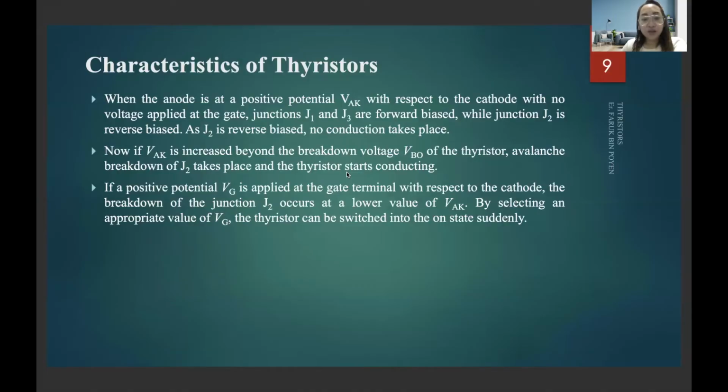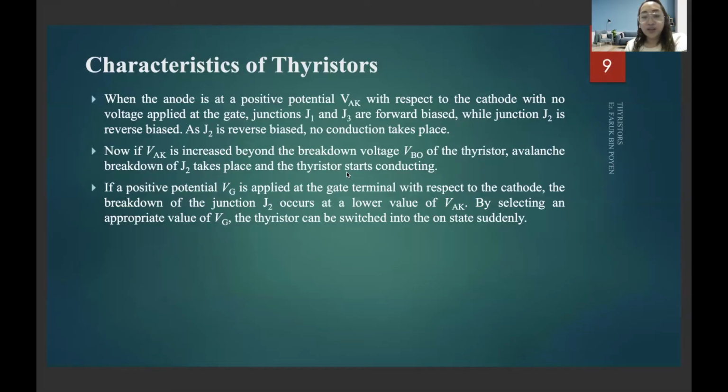As you can remember from the Shockley diode, the operations of all the thyristors are the same. We have to break down J2, the junction 2, for it to operate. Here in the thyristor, if J2 breaks down, the thyristor starts to conduct. If a positive potential VG, or the gate voltage, is applied at the gate terminal with respect to the cathode, the breakdown of junction 2 occurs at a lower value of VAK. By selecting an appropriate VG, the thyristor can switch into a sudden conduction.